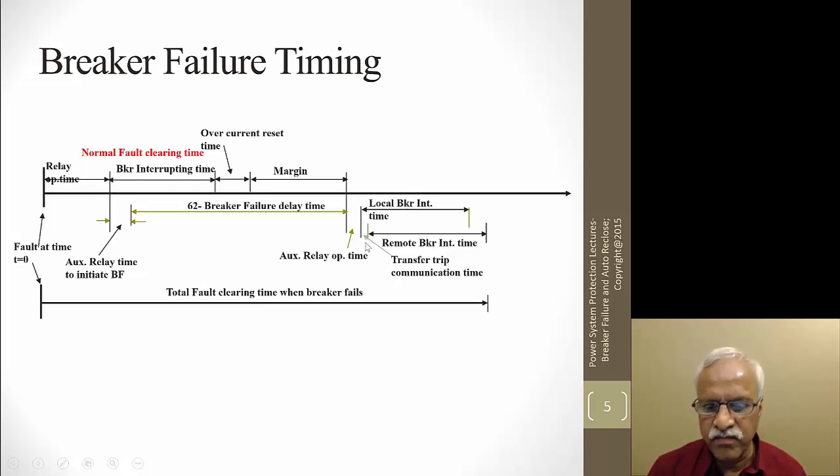And then if you are using a transfer trip to send a signal to the remote end of the breaker to say, hey, this breaker failed to operate, you open, then you have some time for transfer trip communication. And then this is the remote breaker fail interrupting time. So if it is 3 cycles here, 1 cycle for the relay to operate, and 1 cycle for the relay to reset, 3 plus 1 plus 1, 5 cycles is the minimum time the relay takes. And then you are providing some margin for the breaker failure time.